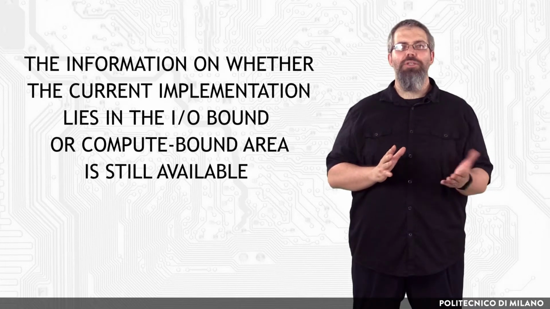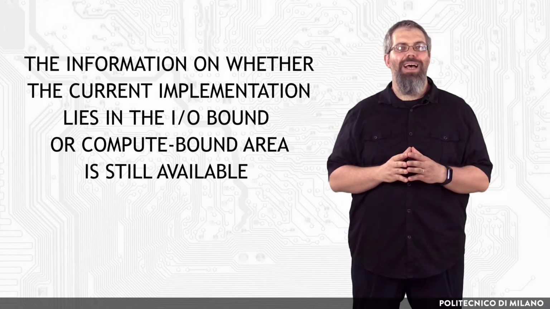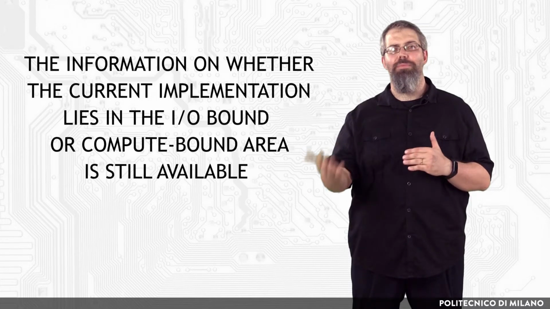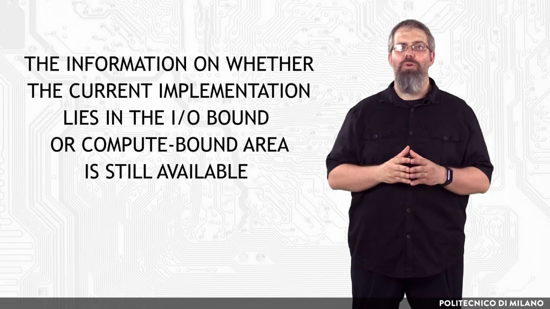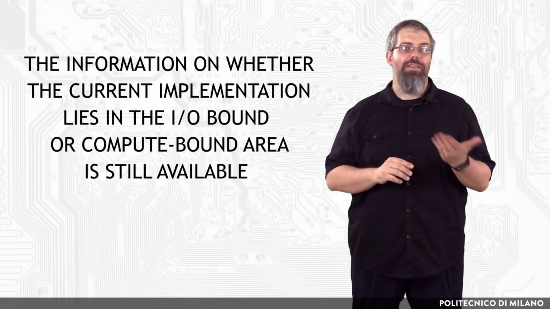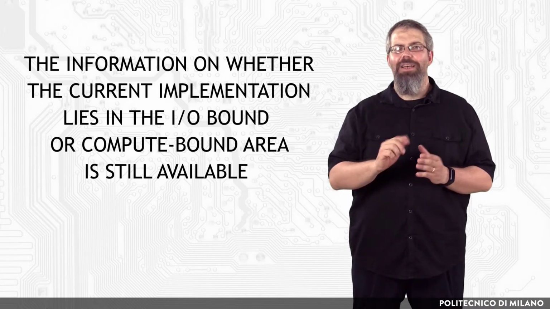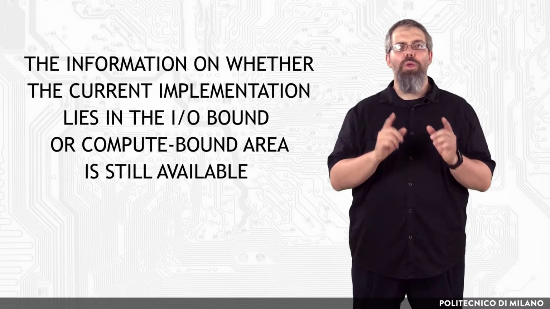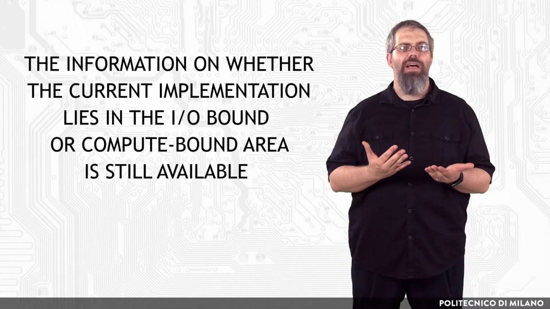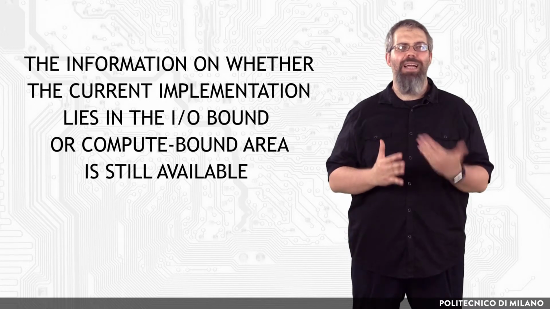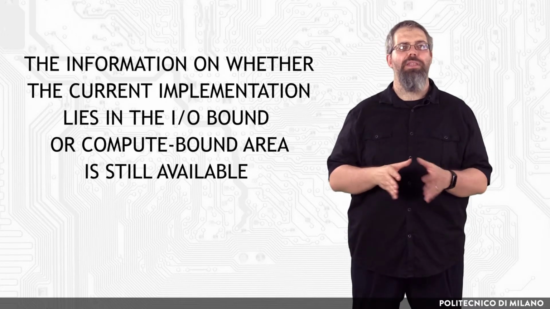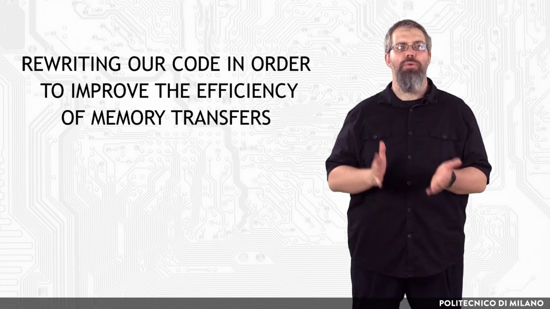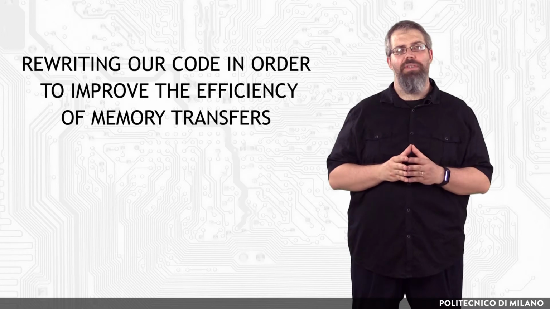Furthermore, the information on whether the current implementation lies in the IO-bound or compute-bound area is still available within the Roofline model targeting FPGAs. Indeed, we can leverage this information when optimizing our application. If we find out that the implementation lies in the IO-bound area, but the current performance is far from the theoretical one, we can start thinking of rewriting our code in order to improve the efficiency of memory transfers.